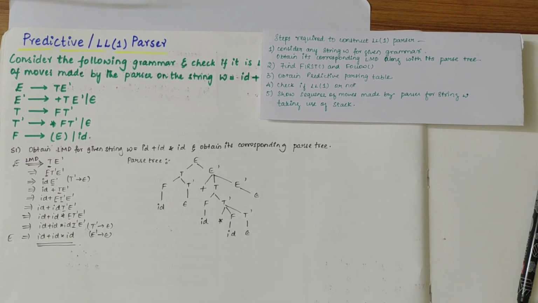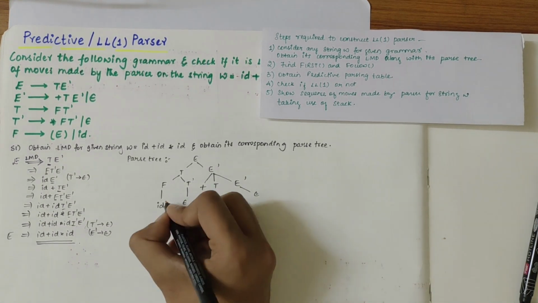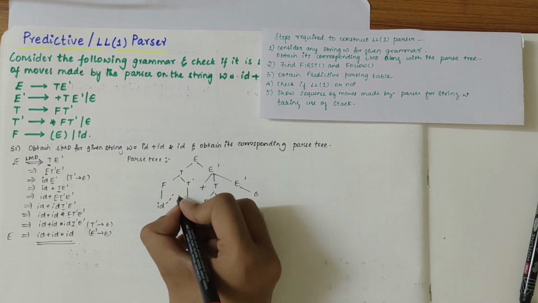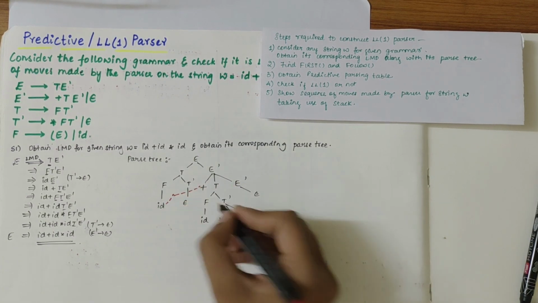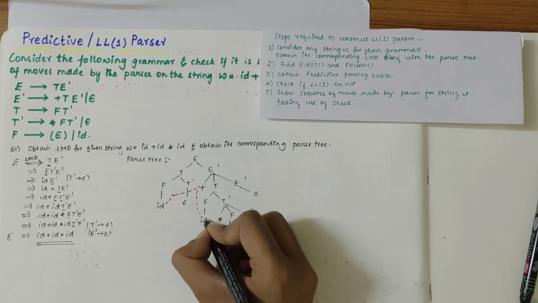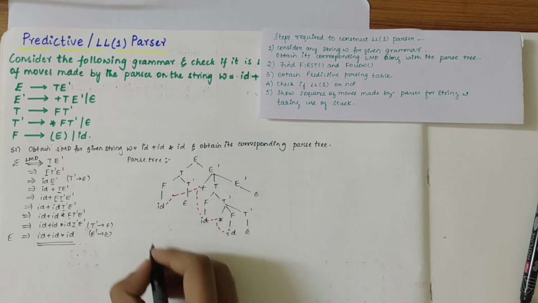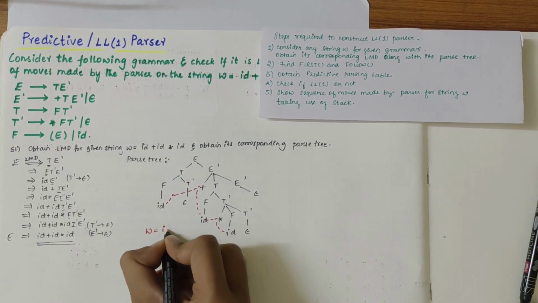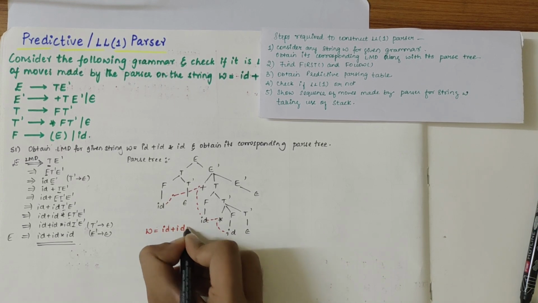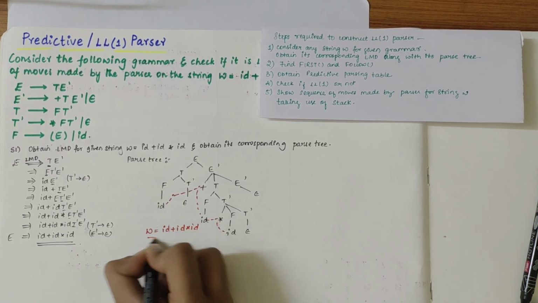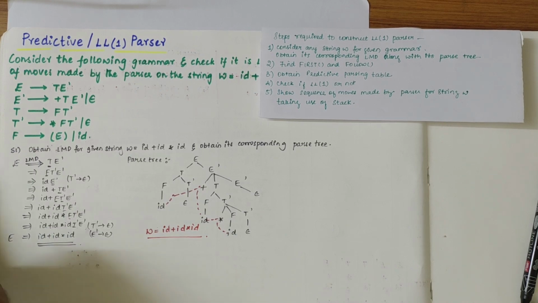So our next step would be to write the W value, right? So here if you join ID plus ID star and ID, so you get W is equal to ID plus ID star ID. So this is the W value. So we have done with our first step.